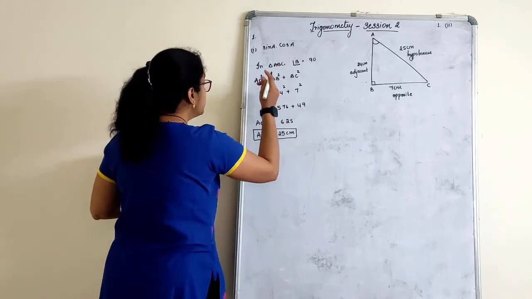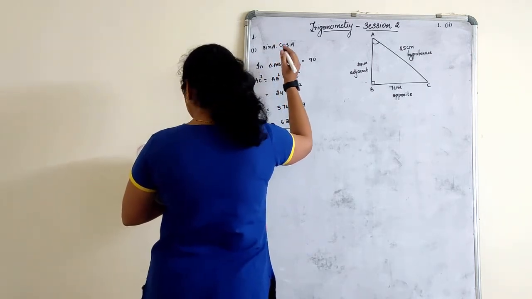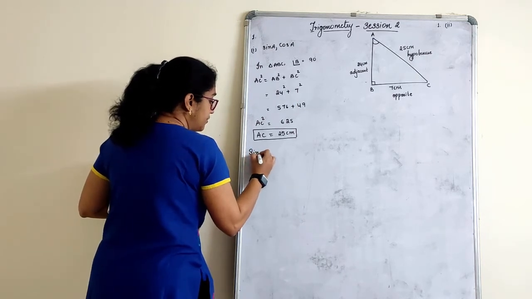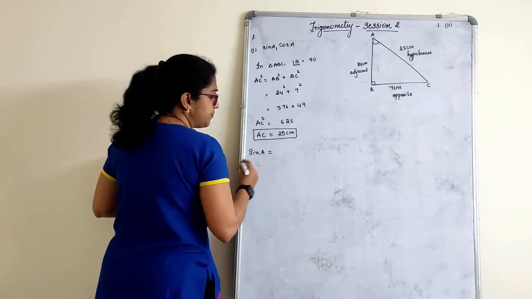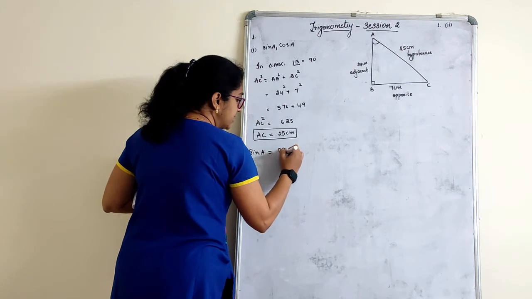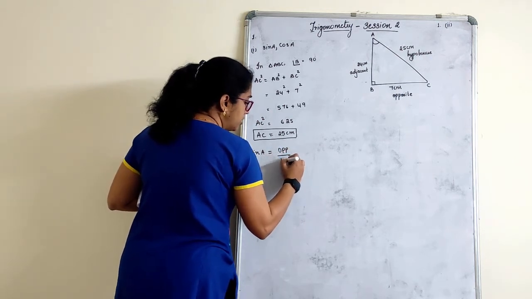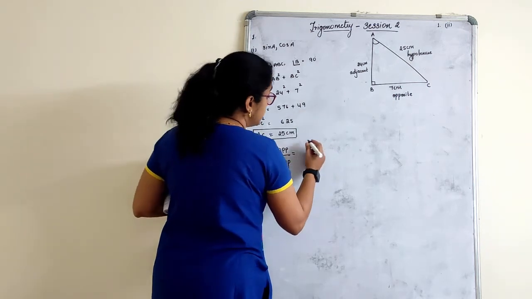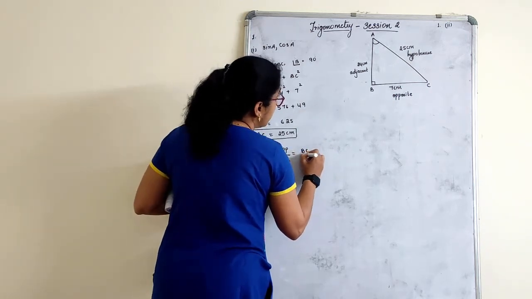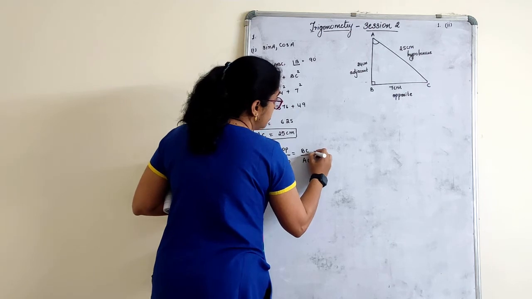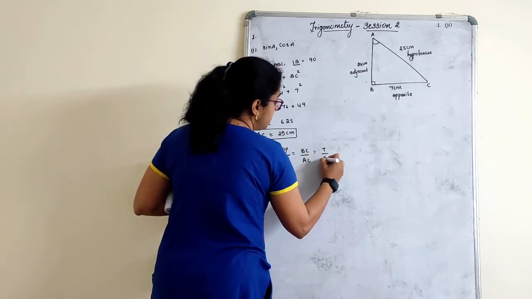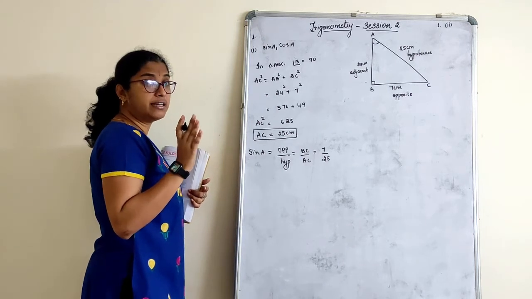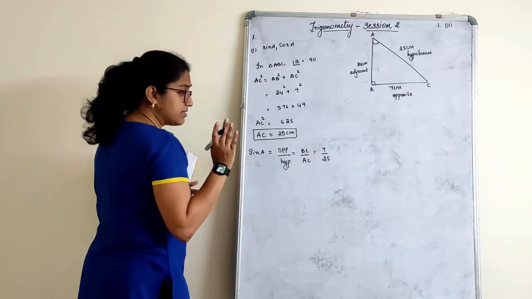What they have asked? Sine A, it is actually sine A comma cos A. So two different things. First of all, write what is sine A. Sine A is written as opposite upon hypotenuse, which is nothing but BC upon AC, that is equal to 7 by 25. That's your answer. You need not further convert that into decimal or something. Keep it as it is.